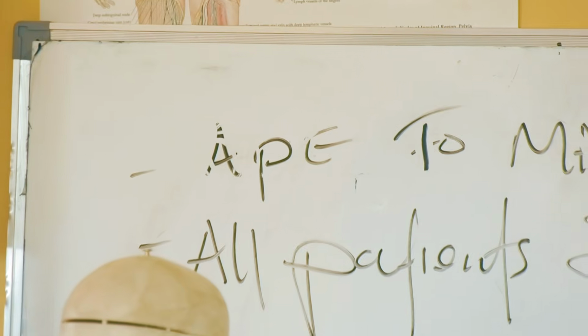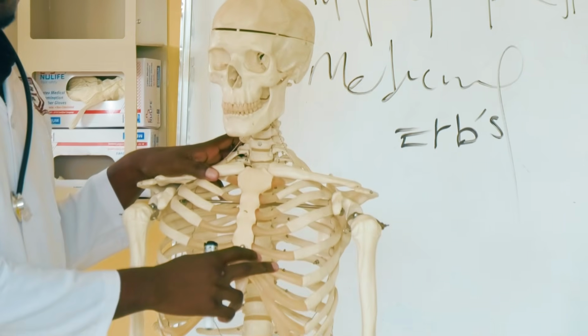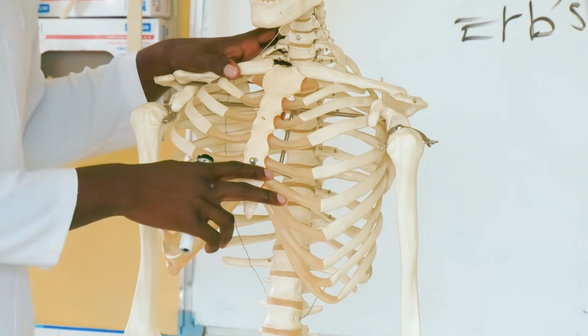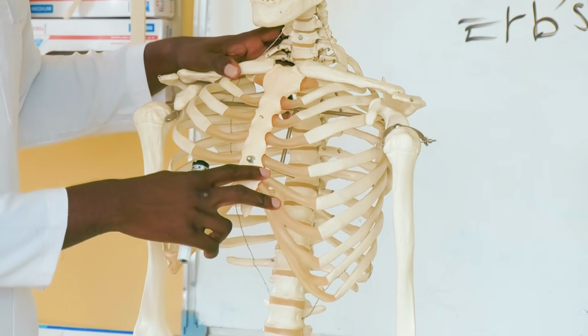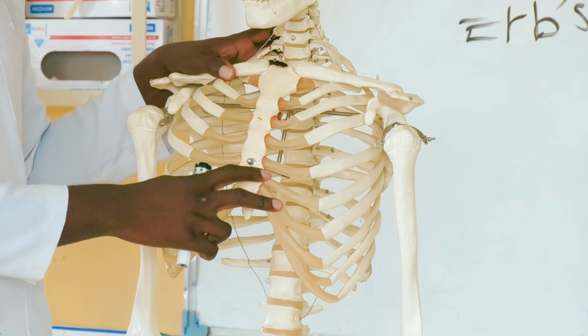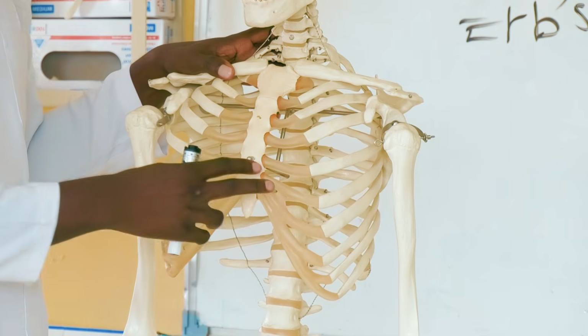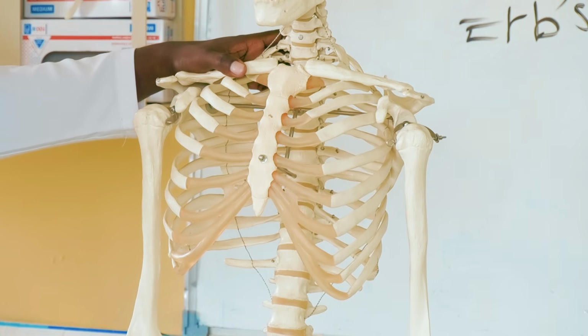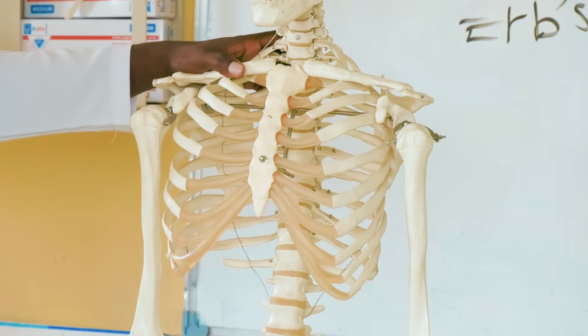Now, the mitral area is the area of maximum impulse. Are you getting me? It's the area of maximum impulse. Mitral area. That's where you tap for the apical pulse. Have you heard about the apical pulse? Yes, from the mitral area.